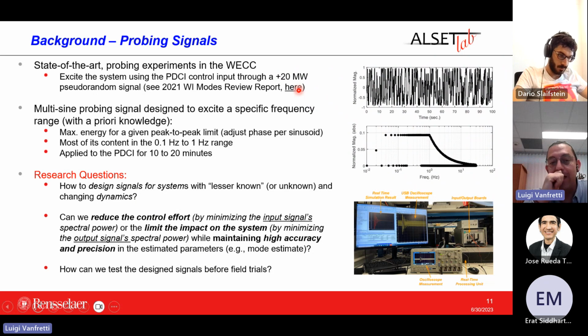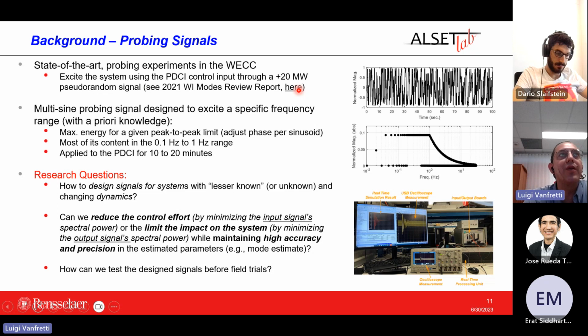And second of all, what if you have a change in dynamics? If you install things, if you lose plants, and this is something that we have been experiencing in Europe. I say we because I'm in Europe now. So over time, the system changes, and how do you adapt that signal?